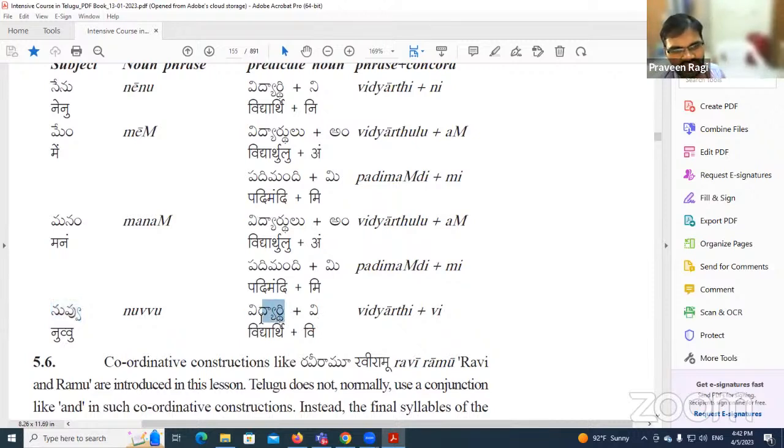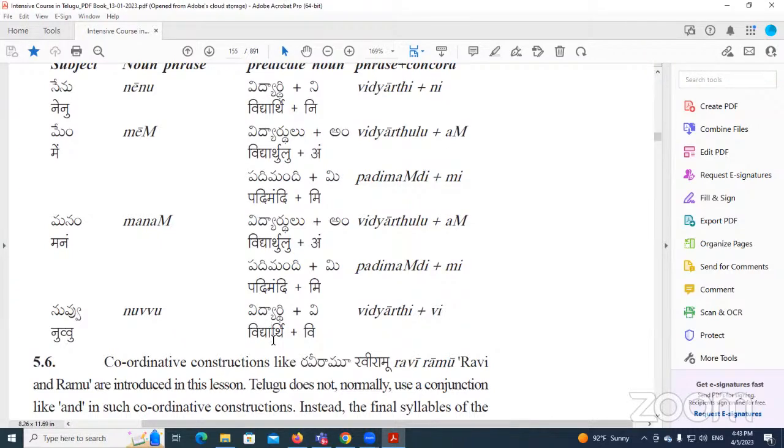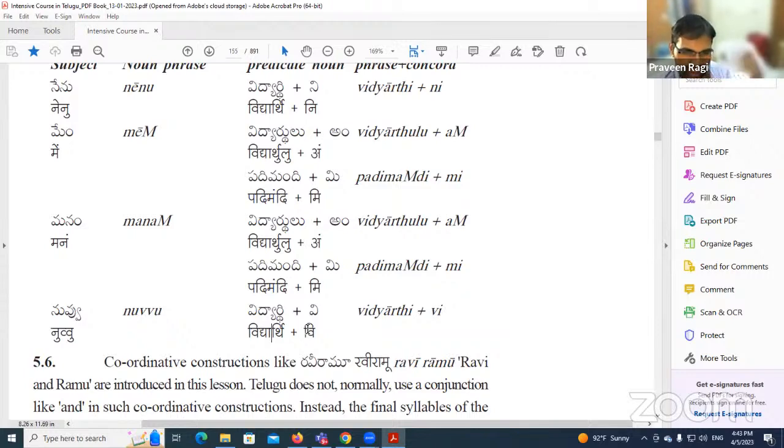If you look here, vidyarthi is the meaning of student, so here we can say male student. If I say Nuvu vidyardhinivi, what would be the meaning? If I add the extra ni there, then it should be a female being addressed. We are talking about a female. If I say Nuvu vidyardhini, I'm talking about a female student.